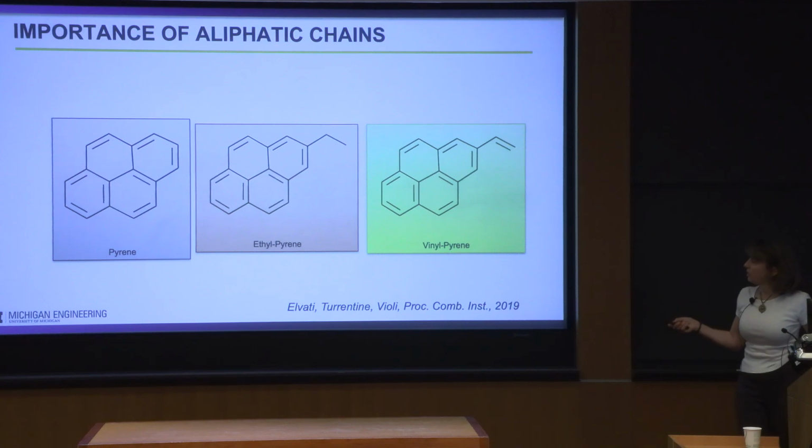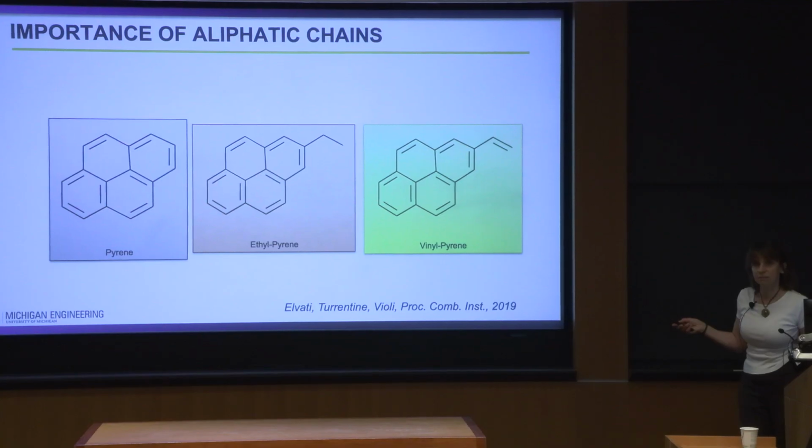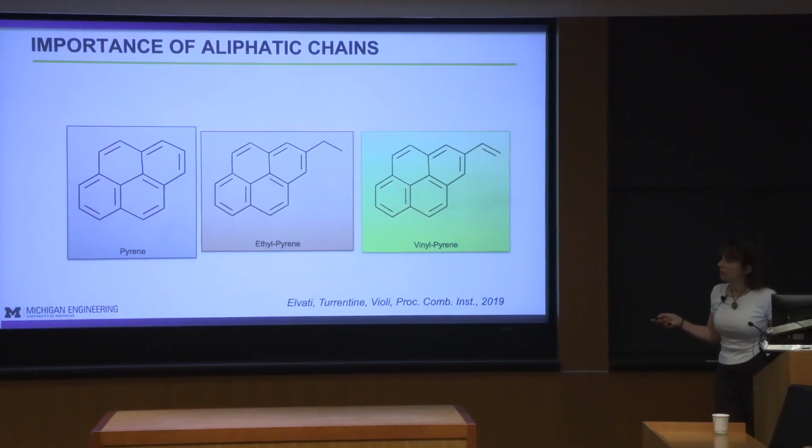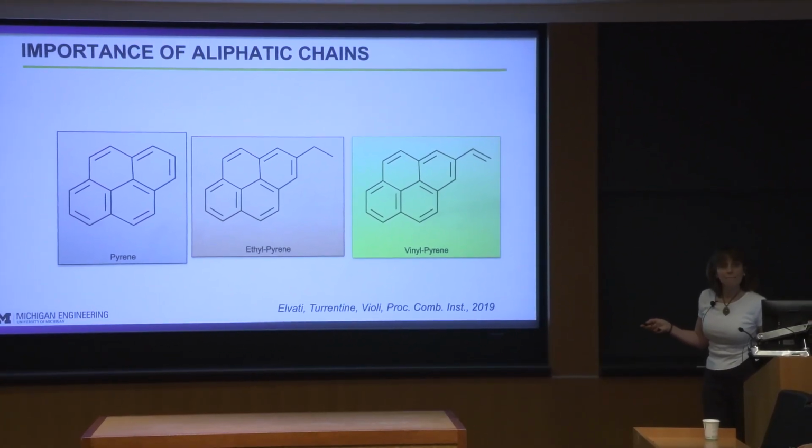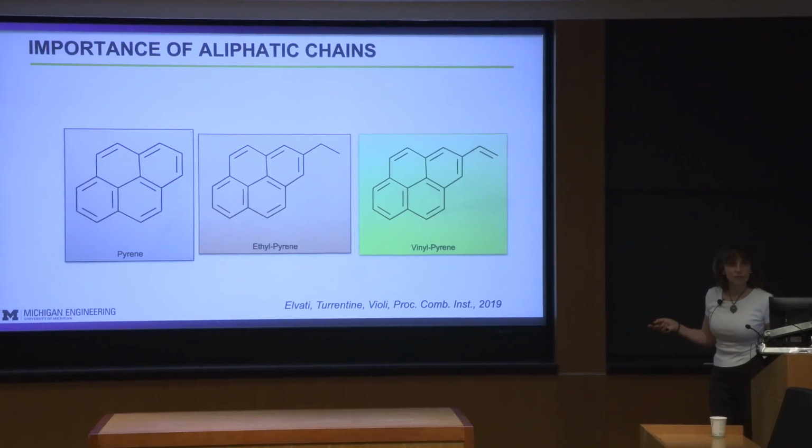What about aliphatic chains? You saw that there was a lot of diversity in the flame. So I'm going to show results for small molecules. Pyrene, what if we attach this little tail here? And what if the tail has a double bond? What do you think is the difference? Why did I do these two examples? Any idea? Do you have any feeling why a double bond and a single bond are different?